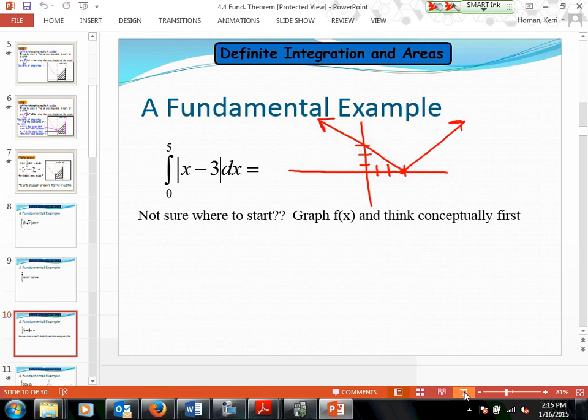Okay. Now, we can obviously use geometry to do this, but I would like to use the fundamental theorem of calculus. Okay? So in order to evaluate this integral, we're going to have to think about this as a piecewise function. Great. So this piece is what? Negative x minus 3.